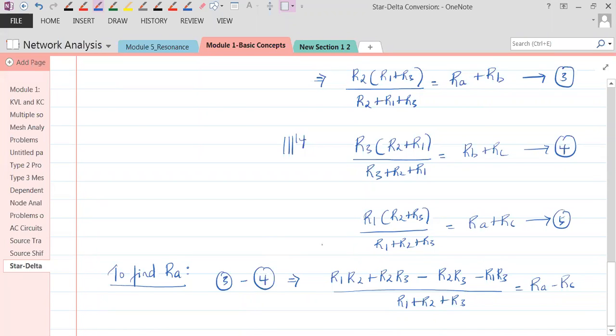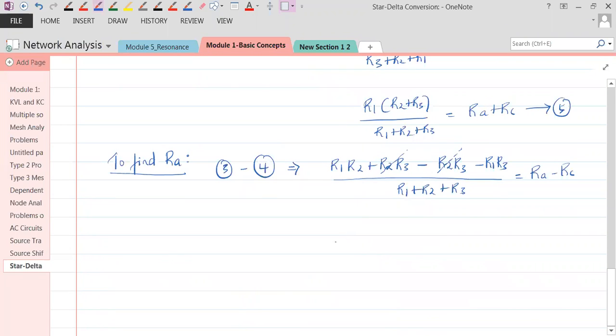See, there is R2 R3 and minus R2 R3 here, which cancel. So we end up getting R1 R2 minus R1 R3 divided by R1 plus R2 plus R3 is equal to RA minus RC. Call this equation number 6.